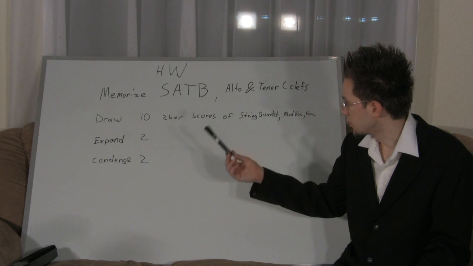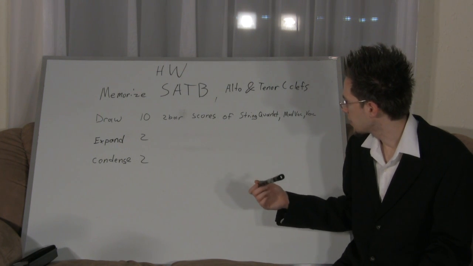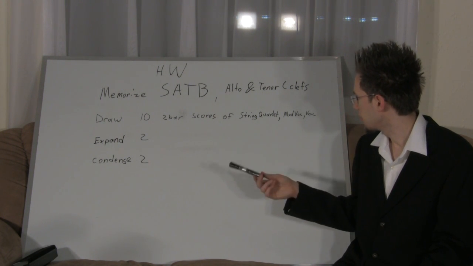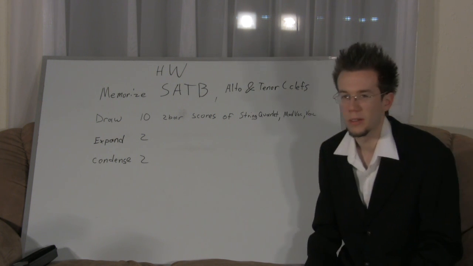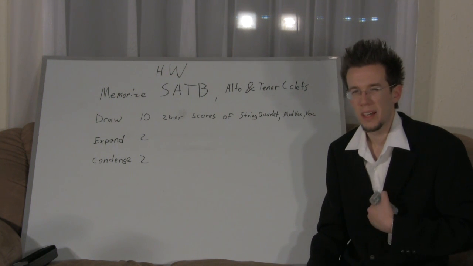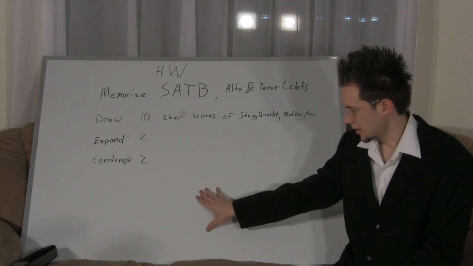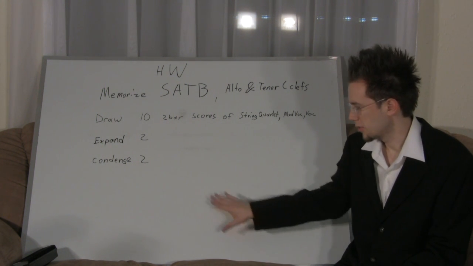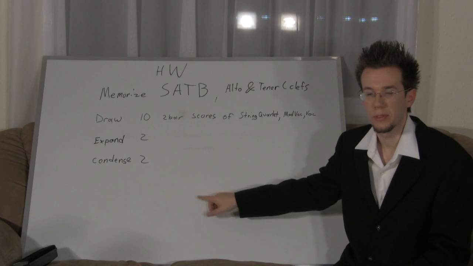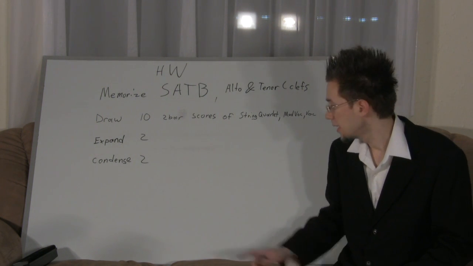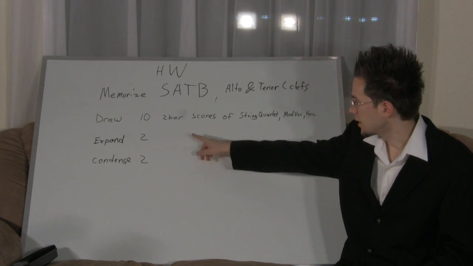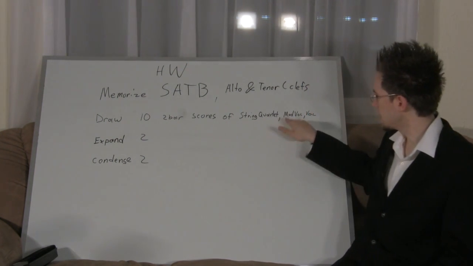Next one. Draw 10 2-bar scores of string quartet, 10 modern, and 10 vocal. So what I mean by that is, I just want you to draw out the beginning. Don't worry about drawing a full thing. First, because I'm sure you've practiced drawing a grand staff, now I want you to practice drawing 10 of each one of these types.